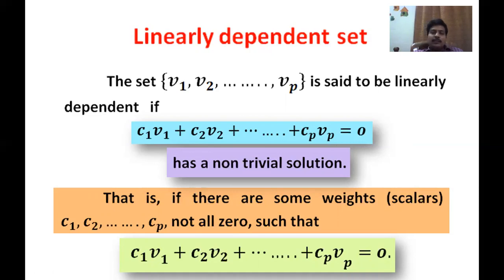That is, if there are some weights, here we call these scalars weights, c1, c2 and so on cp, not all 0, such that c1 v1 plus c2 v2 plus so on cp vp is equal to 0. To show that it is a linearly dependent set, we need to find at least one non-zero scalar in this relation. At least one of c1, c2 and so on cp must be non-zero. Then we can say that it is linearly dependent. Otherwise, the set is linearly independent.